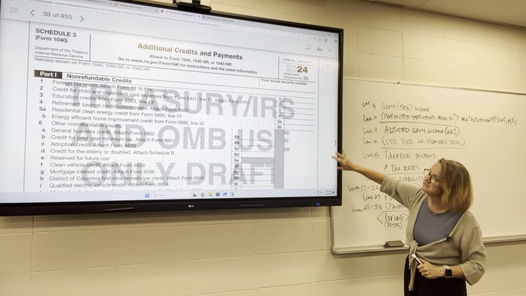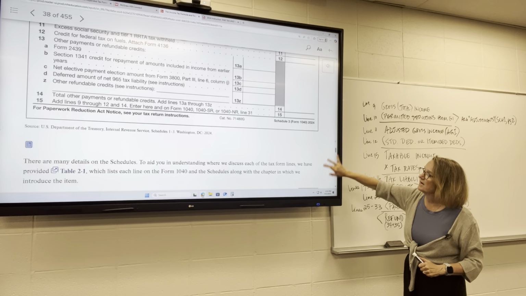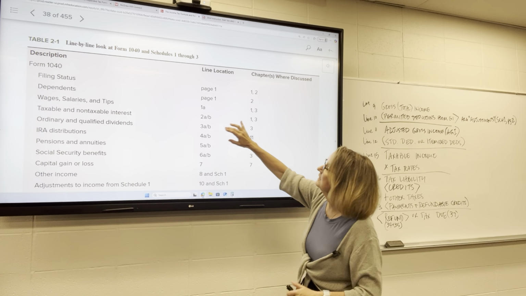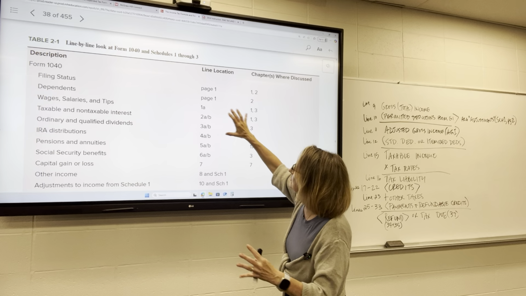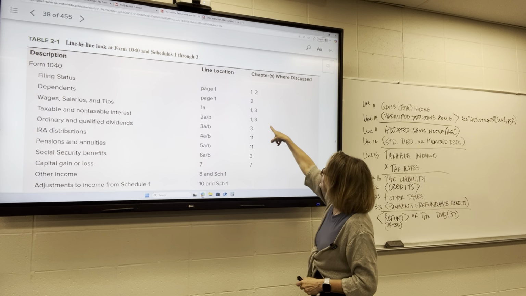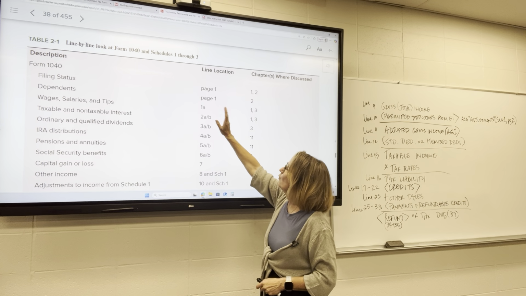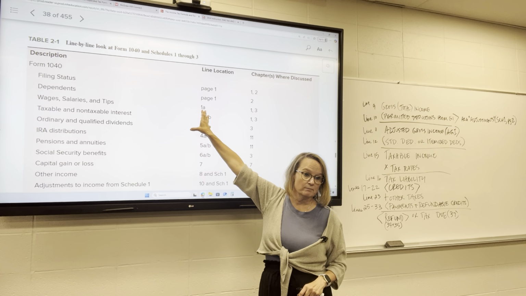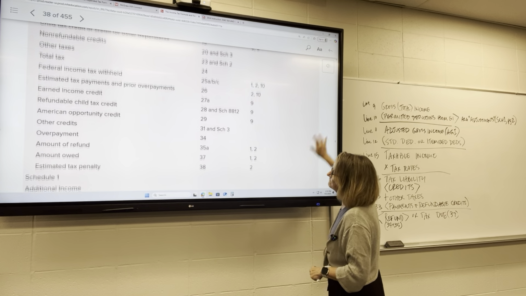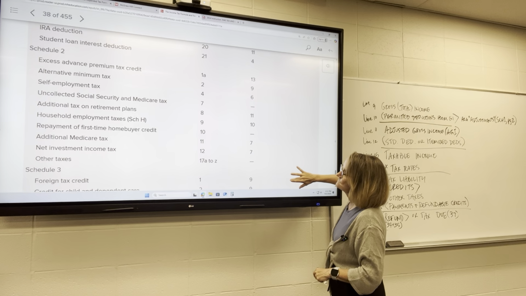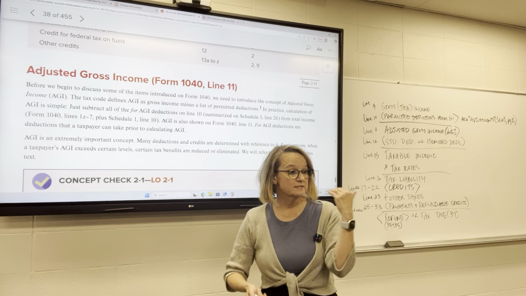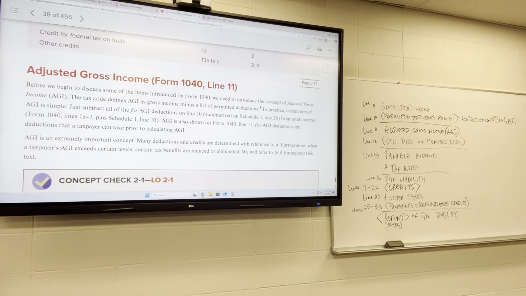Additional credits and payments as well. And then they've got this guide for you showing where all of this stuff shows up, what chapter we talk about it in, and what line it goes on the tax form, on the 1040. So kind of like a quick reference. I'm not going to go through all that detail. Okay, so this explains that adjusted gross income concept.